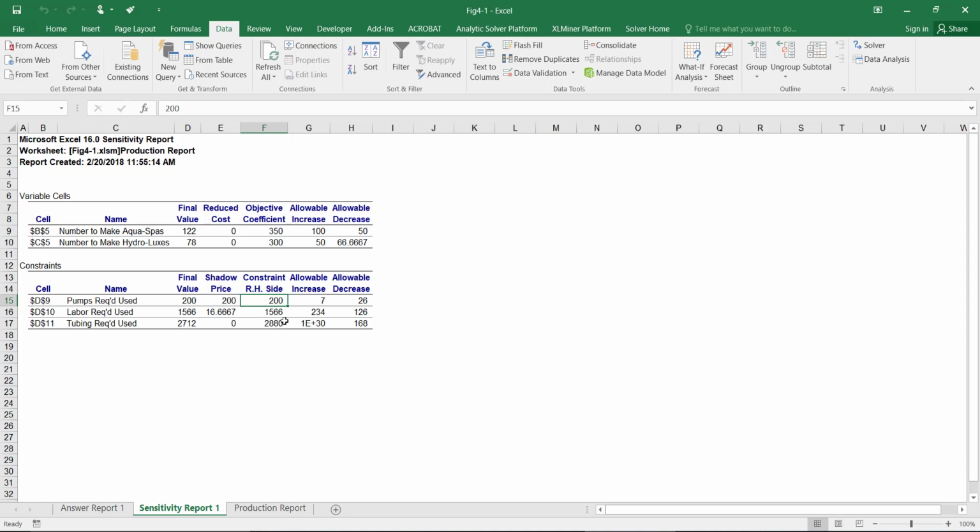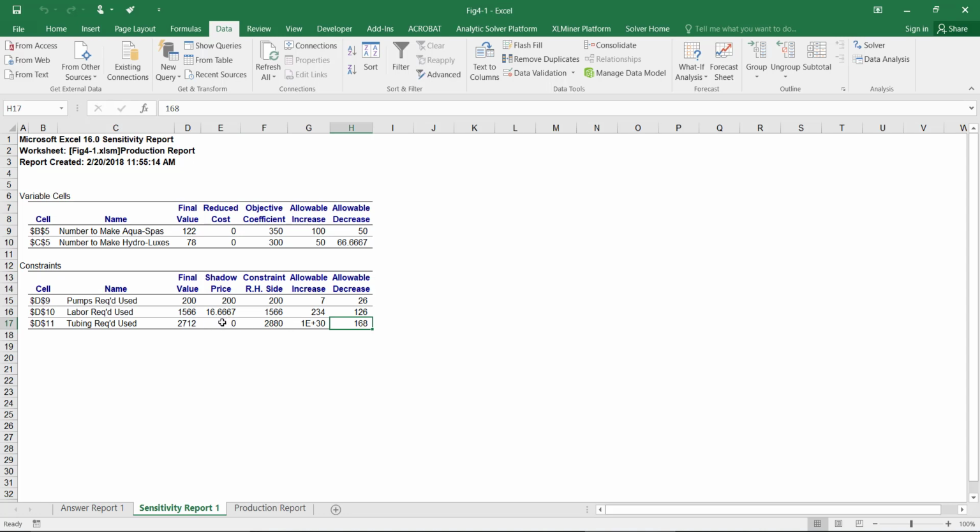Comparing the final values and the constraint right hand side, you can see that this constraint is not binding. We had a similar conclusion in the answer report, that the third constraint is not binding. So this means that if I increase within this range, I will not get any increase or decrease in the objective function. Any change within this range, if I increase the right hand side by this unit, I'm not going to get any change in the objective function.